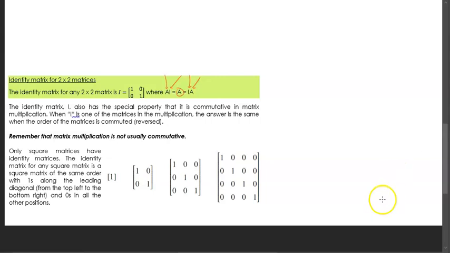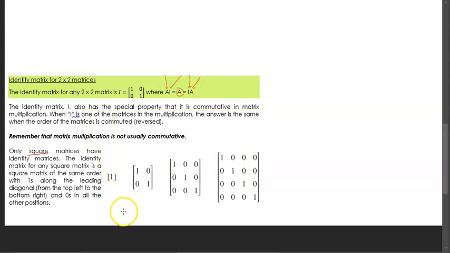So the identity matrix I also has a special property that it is commutative, as what I said before, in matrix multiplication. When I is one of the matrices in the multiplication, the answer is the same when the order of the matrices is commuted or reversed. So remember that matrix multiplication is not usually commutative. Only square matrices have this identity, identity matrices.